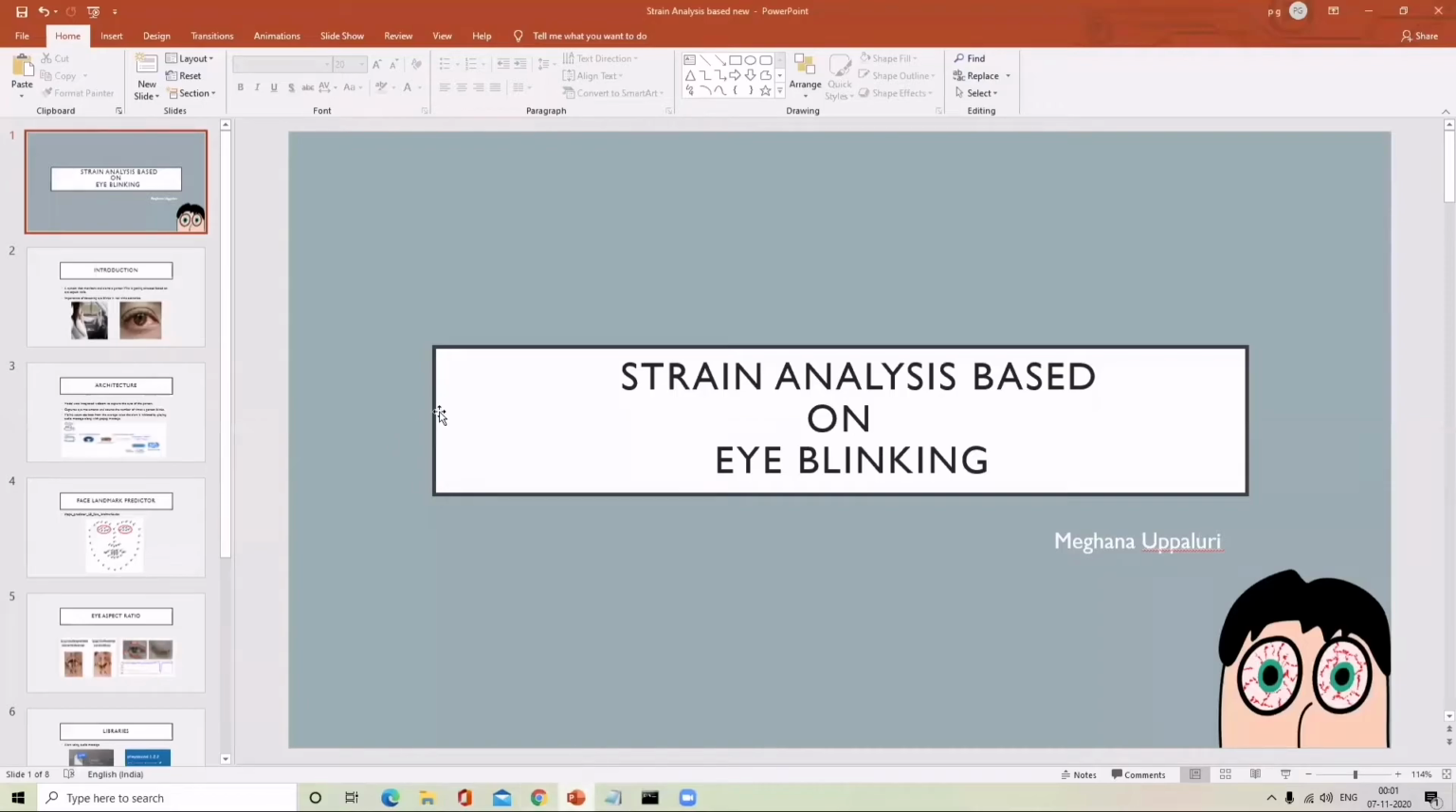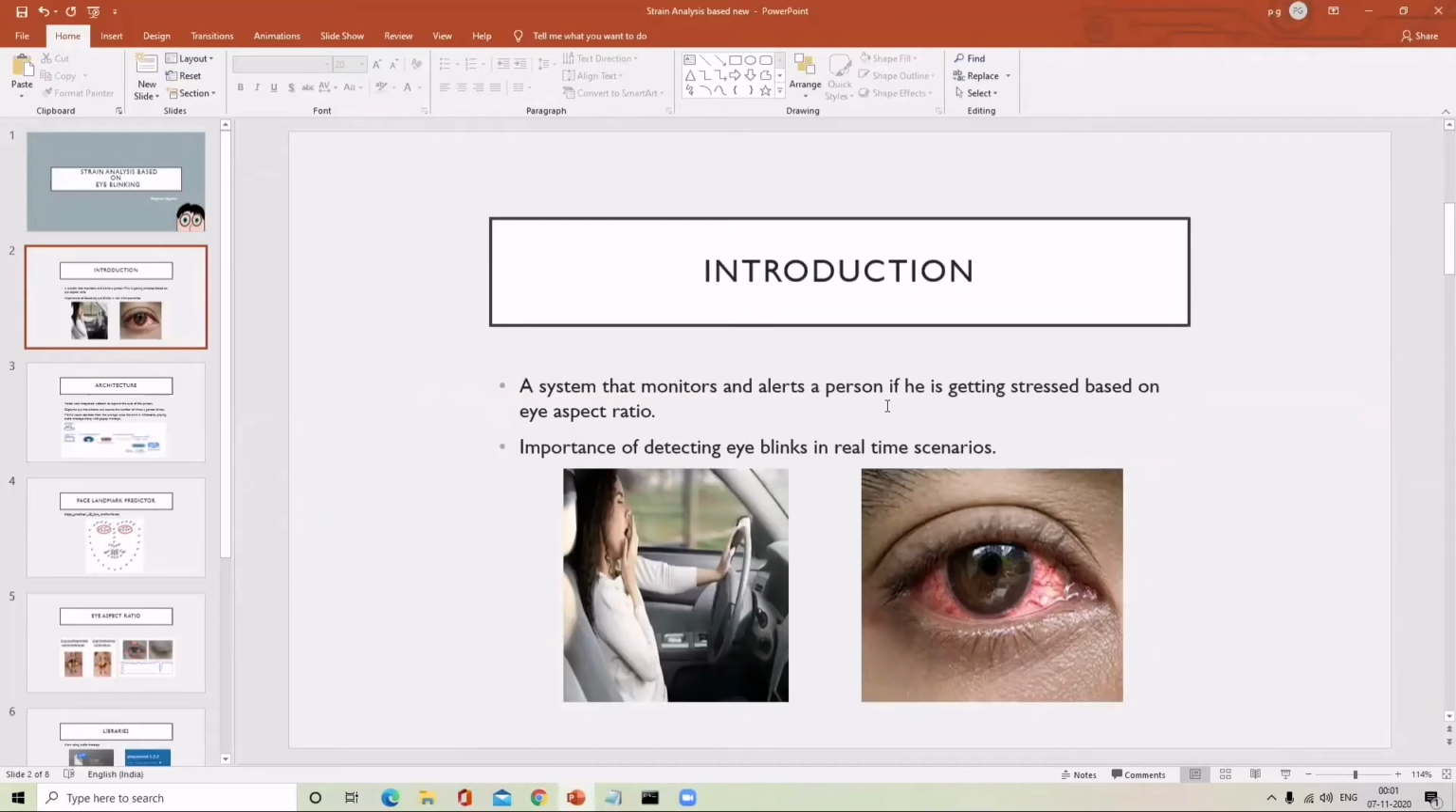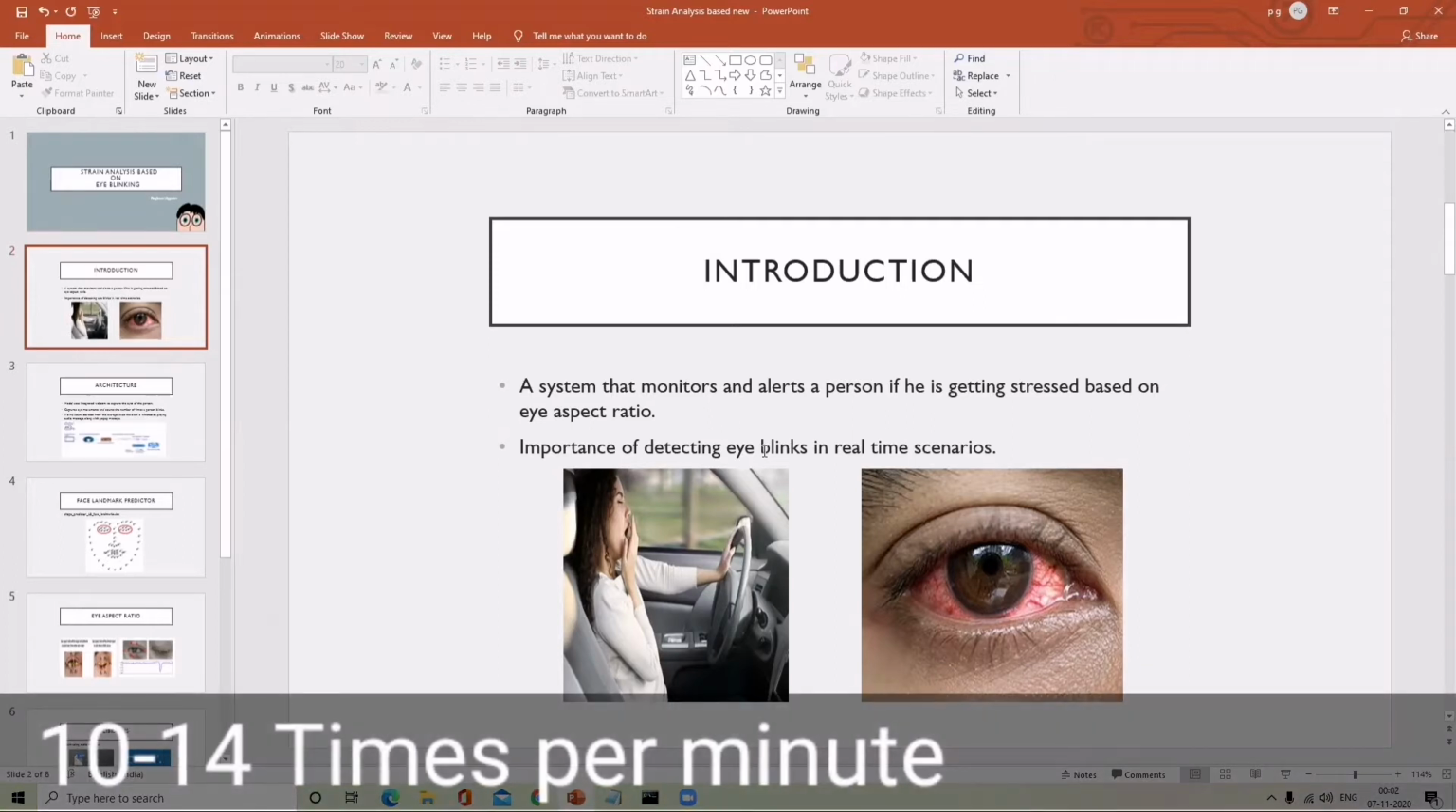Now, going into the project. This is a system that monitors and alerts a person if he is getting stressed based on the eye aspect ratio. Detecting eye blinks is important in real-time scenarios. Generally, on an average, a person blinks 10 to 14 times per minute.